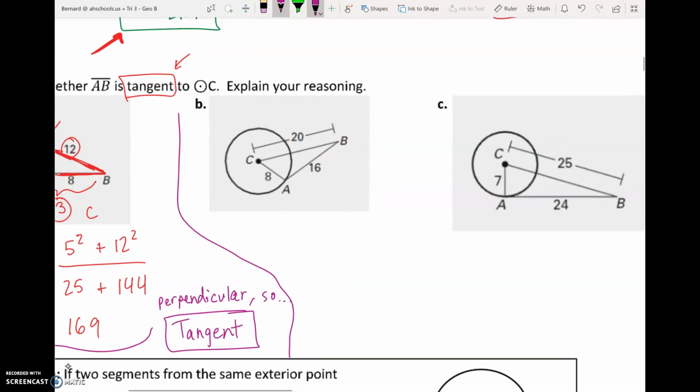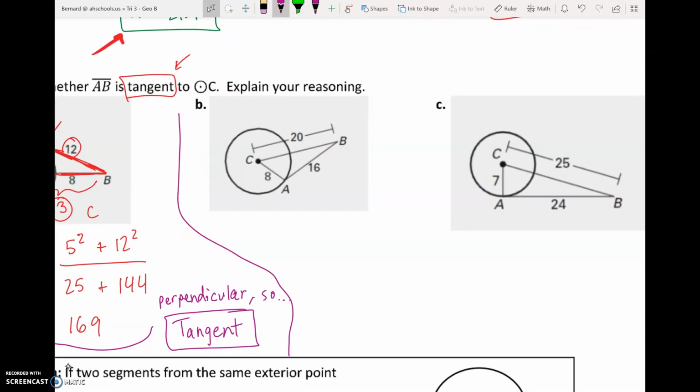We need to look at this triangle. We need to call one of these C. Obviously, 20 is the biggest number here, and 20 spans that entire length, so we didn't have to chop it up or anything like that. And so we need to see, does 20 squared actually equal 8 squared plus 16 squared? So 20 squared is 400, 8 squared is 64, and 16 squared is 256.